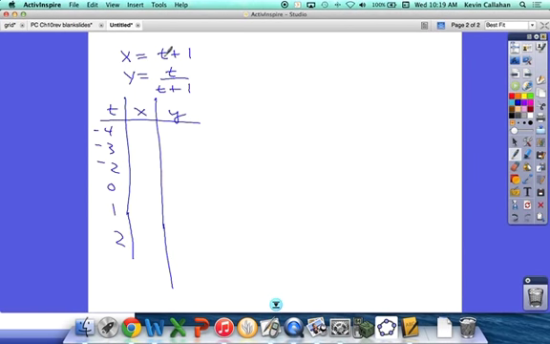And now, if I put in a negative 4 here, I'm going to get negative 3. I'm going to just go negative 2, negative 1, 1, 2, 3. Okay. Negative 4 over negative 4 plus 1 is negative 4 over negative 3, which is 4/3.